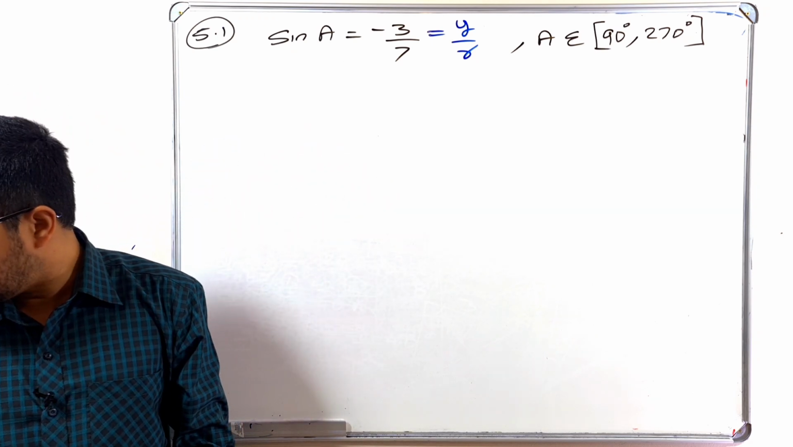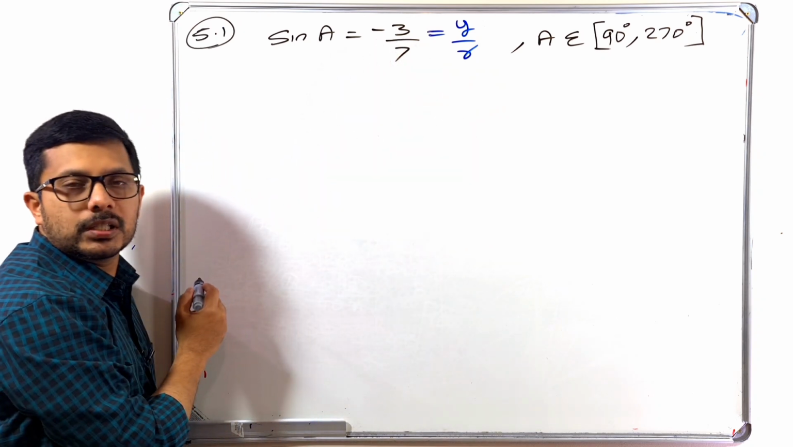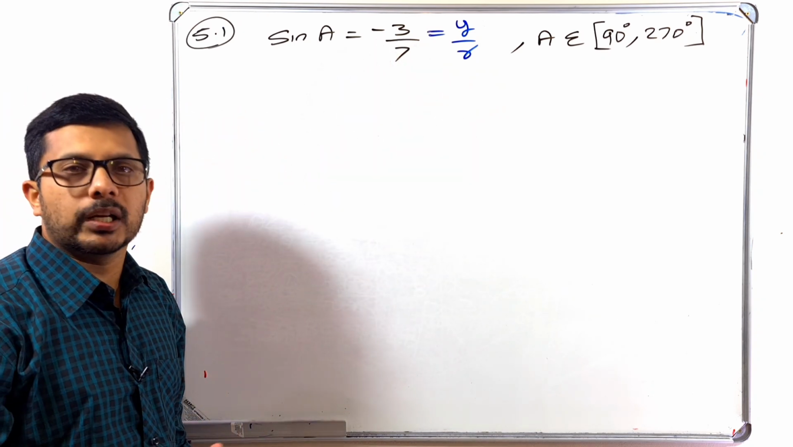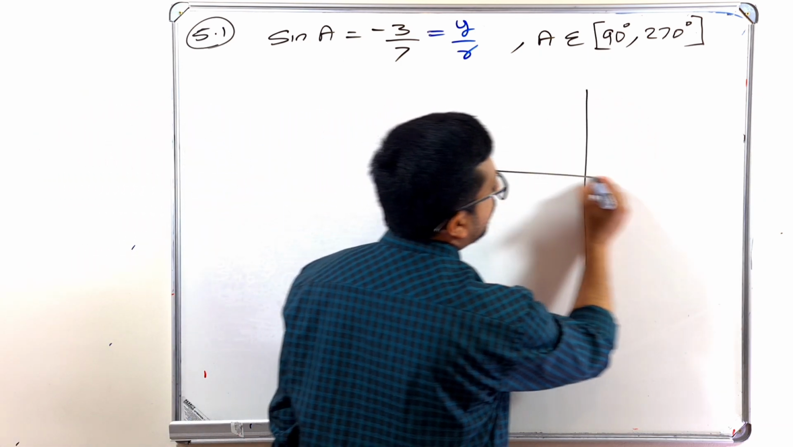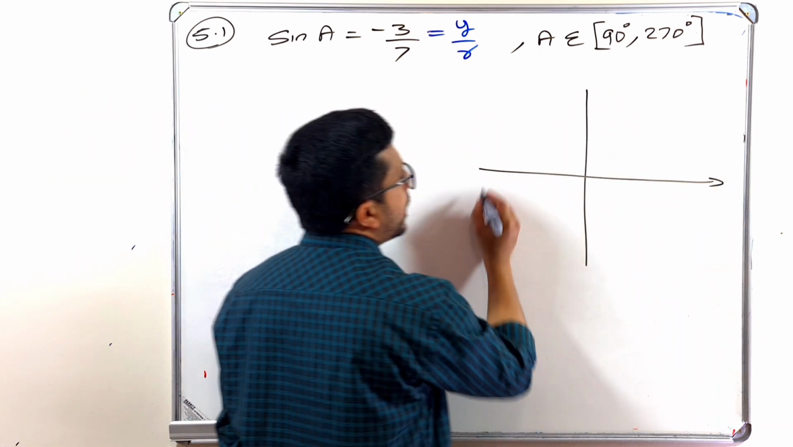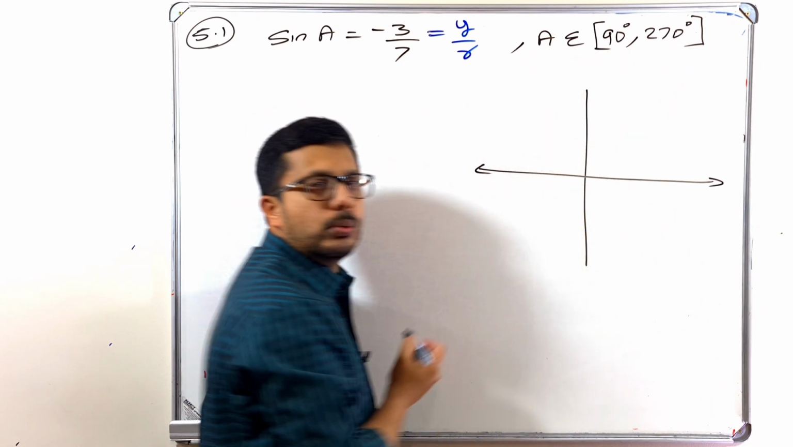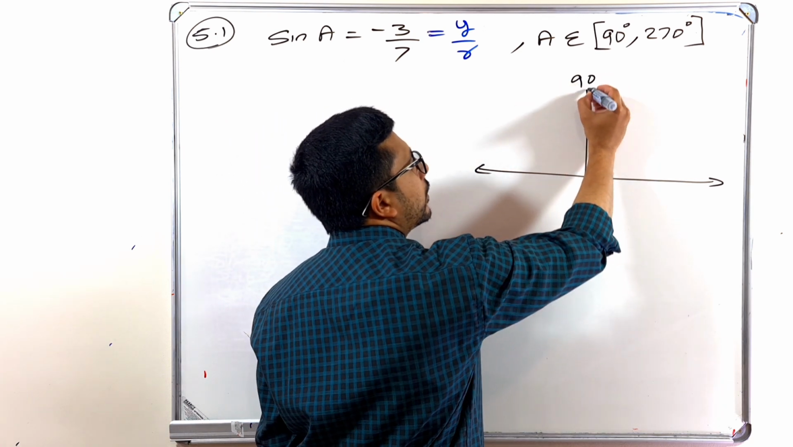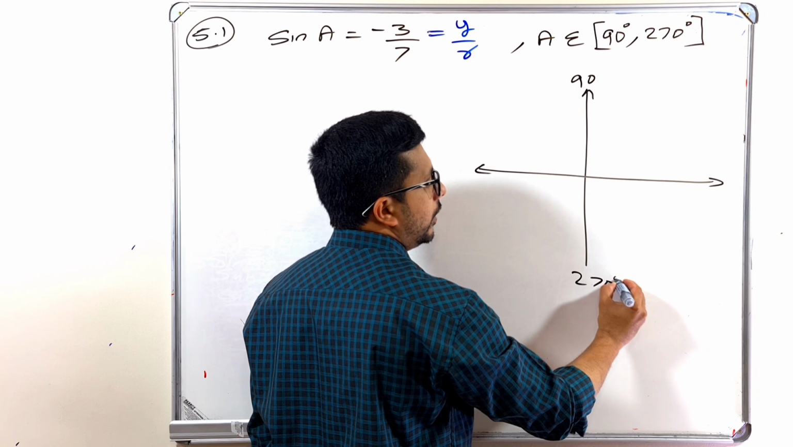Look at this. Directly, what is the value of y? Y is minus 3. Before we go further, let's draw the Cartesian plane. Now look at this: a is an element of 90 to 270. This is 90 on the y-axis, and this one is 270 degrees.